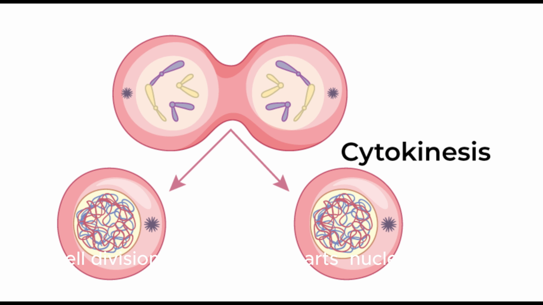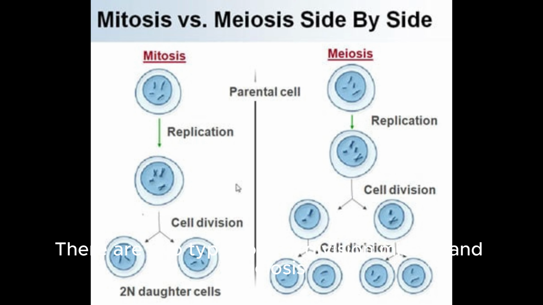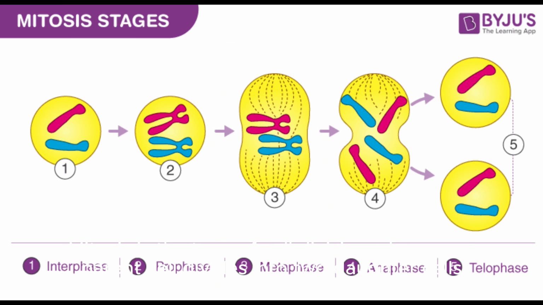Cell division has two main parts: nuclear division, where the nucleus divides, and cytokinesis, where the cytoplasm divides. There are two types of cell division: mitosis and meiosis. Mitosis is the type of cell division where one parent cell divides into two daughter cells, and each daughter cell gets the same number of chromosomes as the parent.